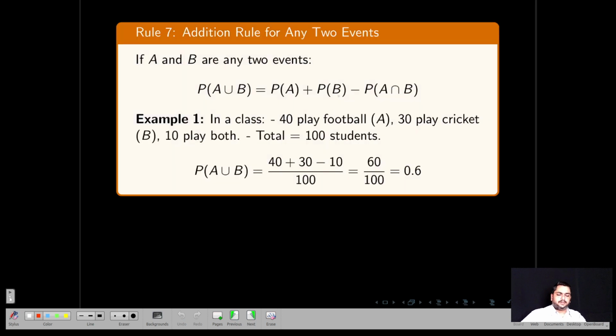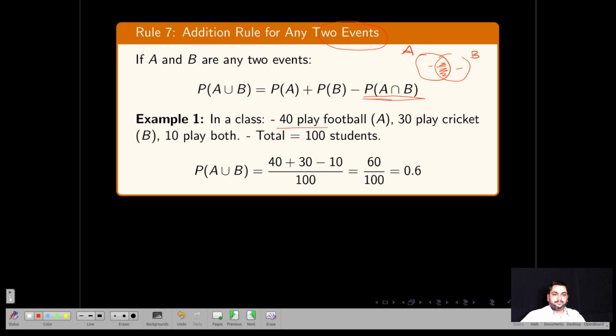Next, rule 7, the addition rule for any two events. Here they are not saying mutually exclusive events; they are saying any two events. Then in that case, you have to subtract this intersection part. At the beginning of combinatorics, I also explained this. This is A, this is B, and this is the intersection part. So this is counted twice, right? Here it is counted, and here also it's counted.